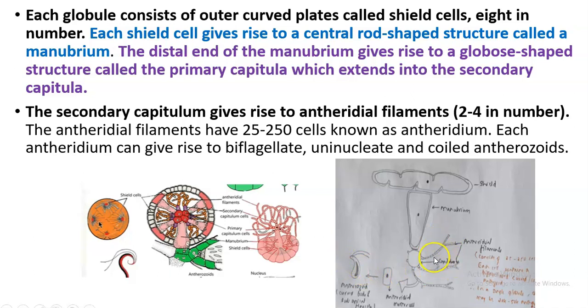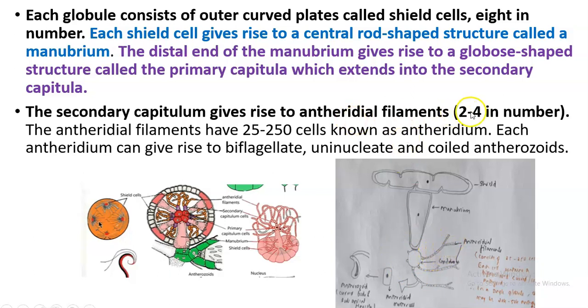These cells will be forming antherozoids. These are antheridial filaments, and one particular cell, if I take from that filament, will be forming biflagellate, curved shaped antherozoids. We'll see how this is formed. The secondary capitulum is a small projection from the primary capitulum or spherical ball. From this we can see filaments.